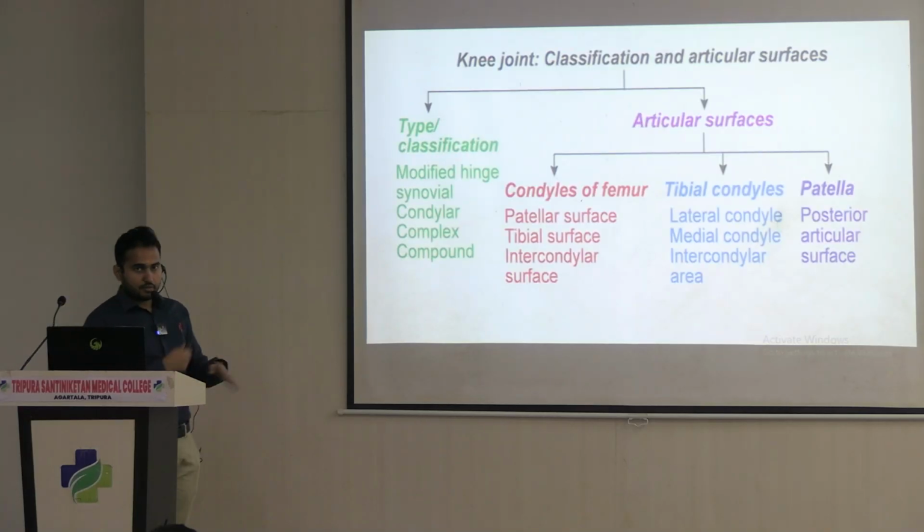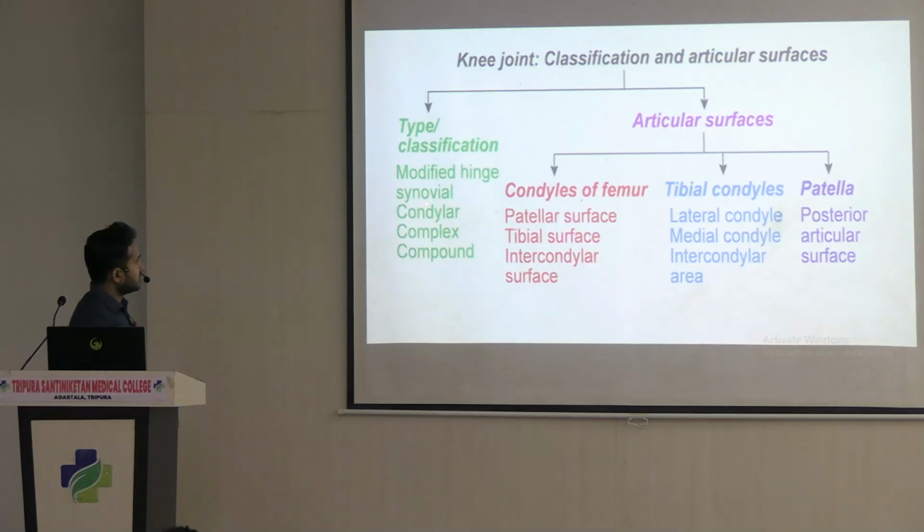Now this is the overview of the complete classification. As you can see, modified hinge joint, that also synovial, condylar, complex and compound. Now in case of condyles, we are getting the tibial surface, intercondylar surface and patellar surface. Here tibial condyles, lateral and medial tibial condyles are there.